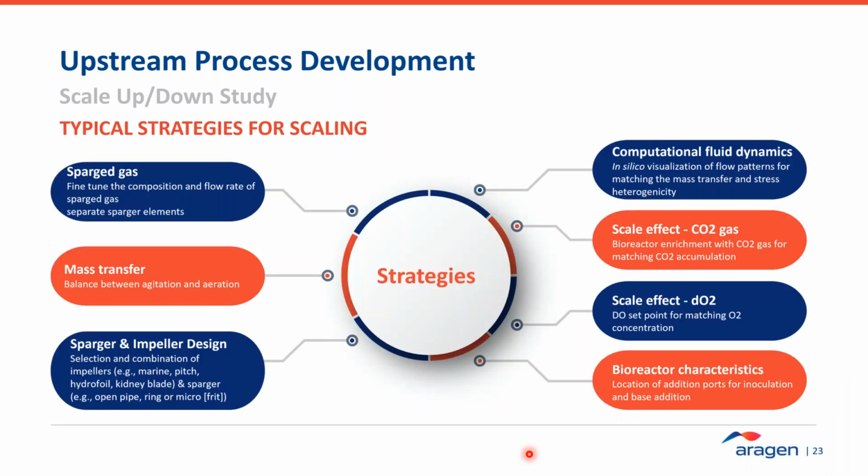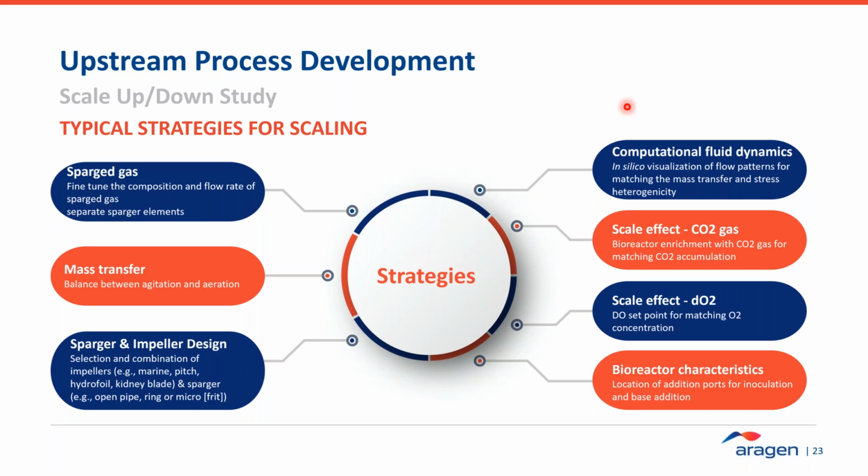To conclude this webinar, let's take a look at the key strategies for scaling the process. We fine-tune the composition and rate of sparge gas. Sometimes we take advantage of separate sparger elements for matching the oxygen and carbon dioxide profile. We aim to establish balance between agitation and aeration. We do this together with a proper combination of sparger and impeller for enhanced mass transfer and minimal shear stress.